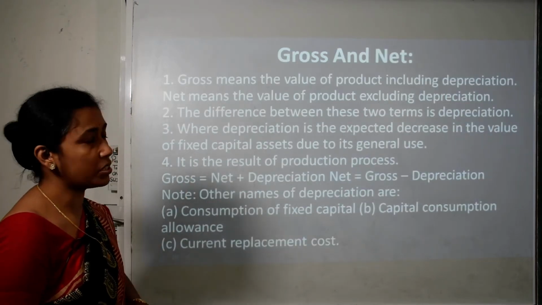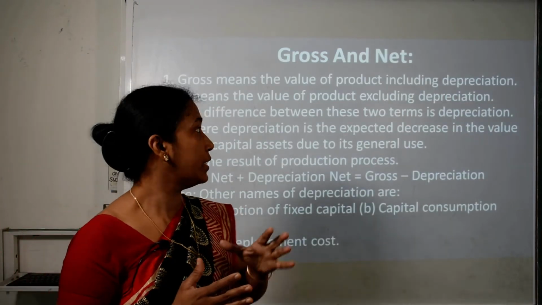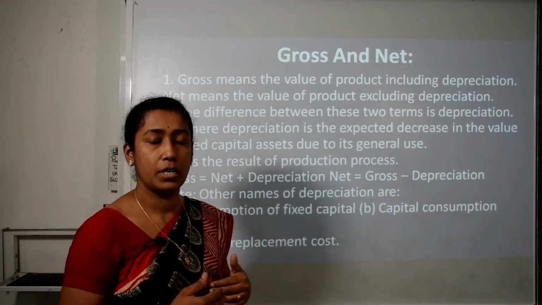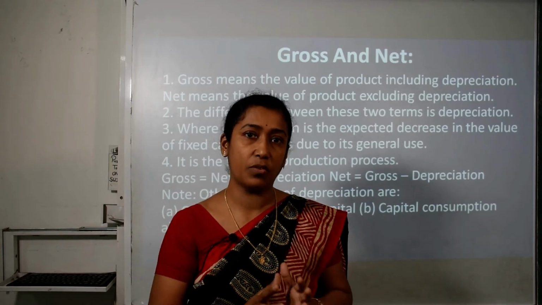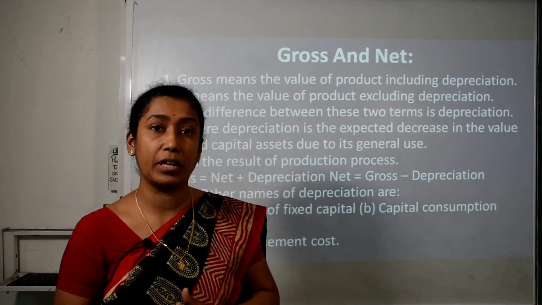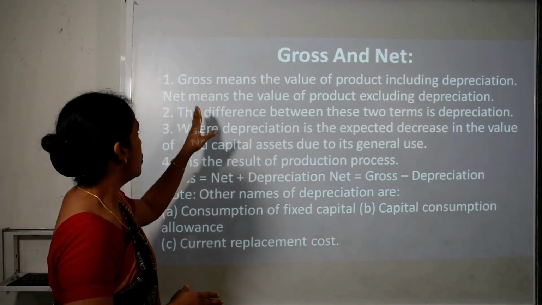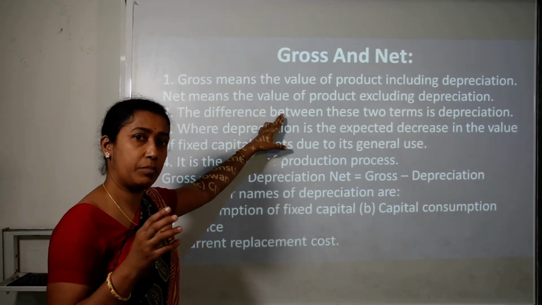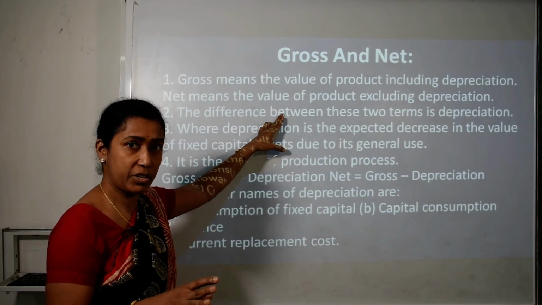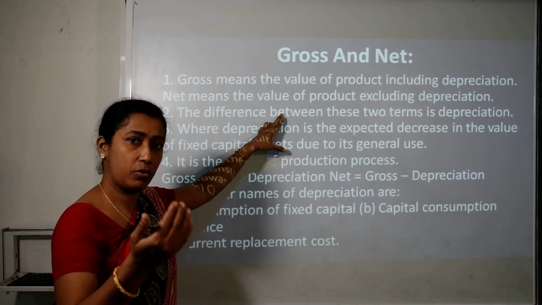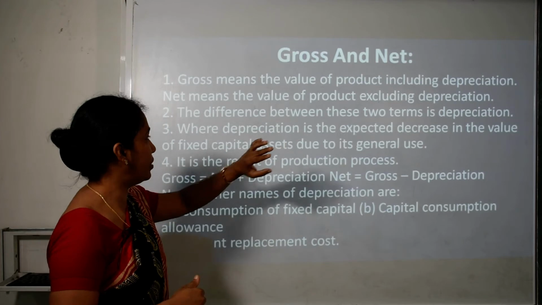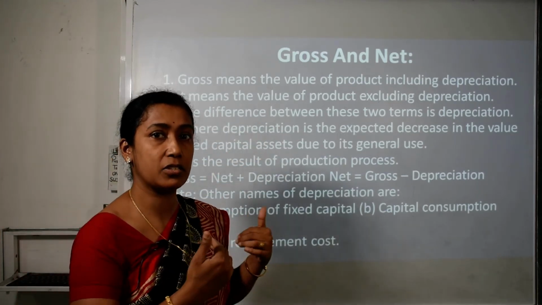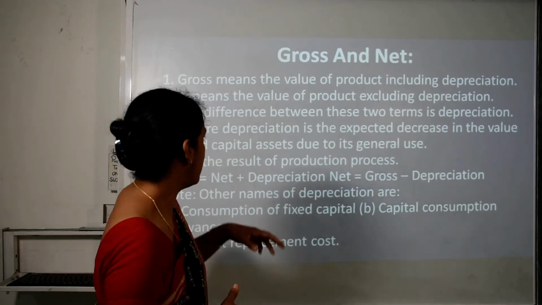Now starting with gross and net. When we say gross, gross means value of product including depreciation. That means it involves the value of the goods, and with that it also includes the depreciation charges, whereas net means the value of product excluding depreciation. That means in net we are going to deduct depreciation charges, whereas in gross we are going to add or include the depreciation charges. The difference between these two terms is called depreciation. That is, gross minus net is depreciation.